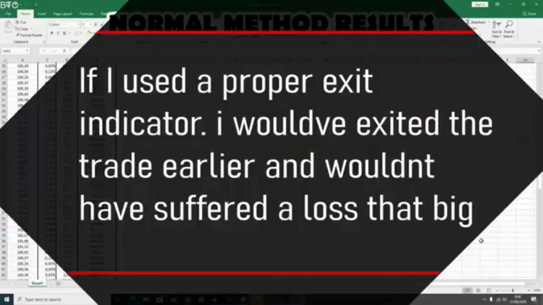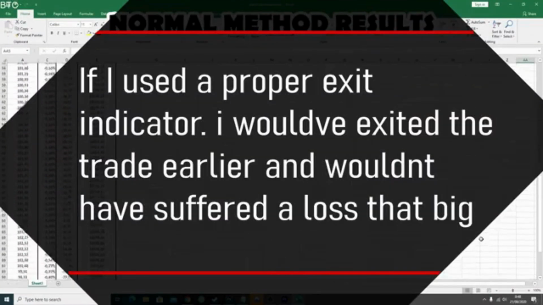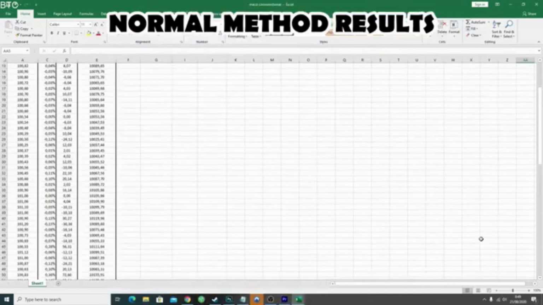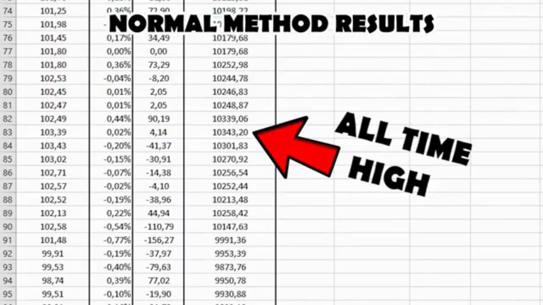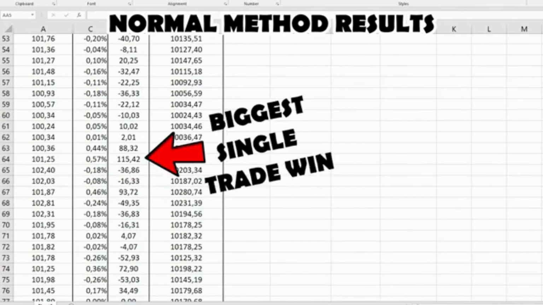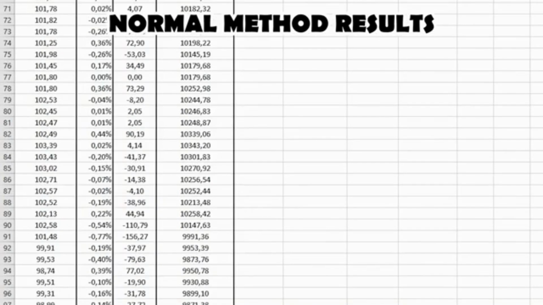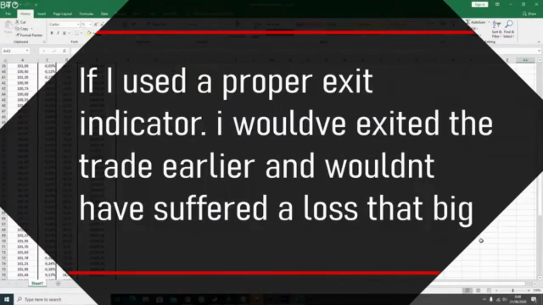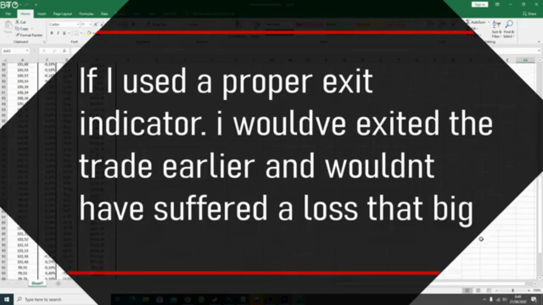Now remember that we didn't manage our losses and had no proper exit strategy. So if we had used proper risk management and a good exit strategy, I'm pretty sure we would come out more profitable. We actually made $343 at some point. Our biggest single trade win was $115.42, which was about 57 pips. However, our biggest single trade loss was $156 or 77 pips. Like I said, had I used a correct exit plan and proper risk management, I could have avoided that huge loss and exited that trade earlier.